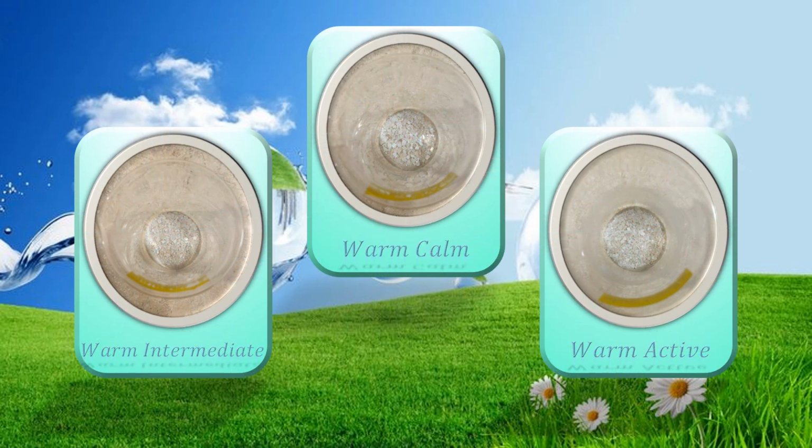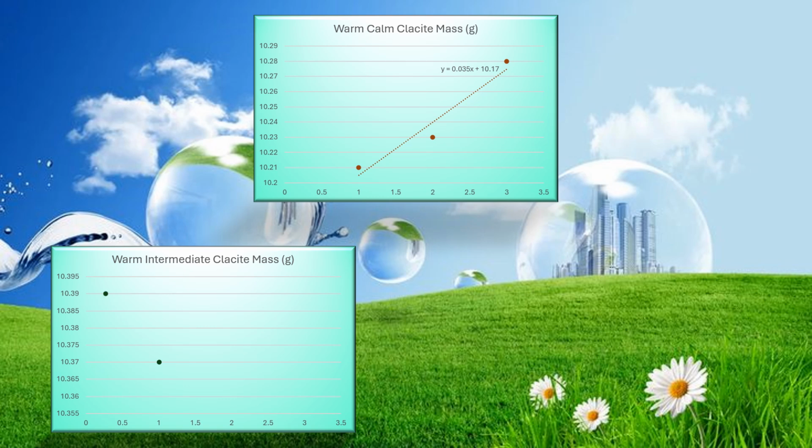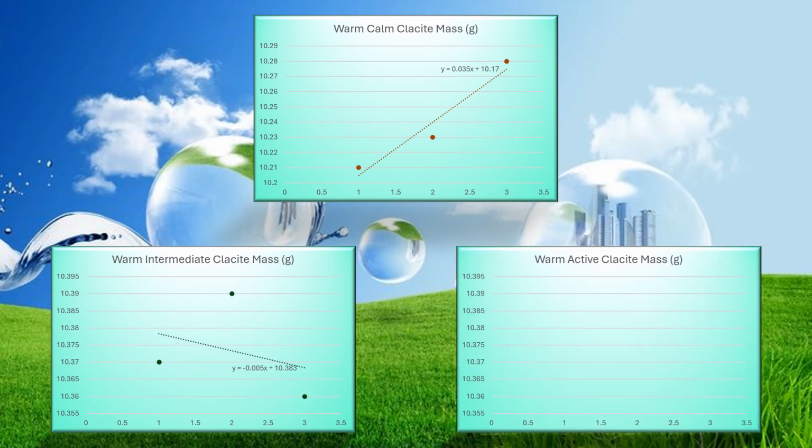So here's the three. Warm intermediate, warm calm, and warm active. So beautiful. Look at all that calcium. Here's all the data. Main thing to take away is it's increasing, except warm intermediate, as I messed up and did an error and we lost some calcium. But I will go into further detail at the end of the video.